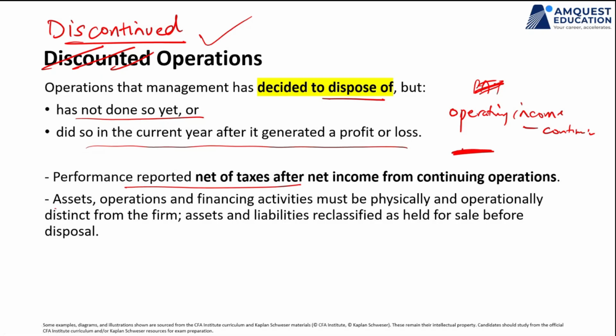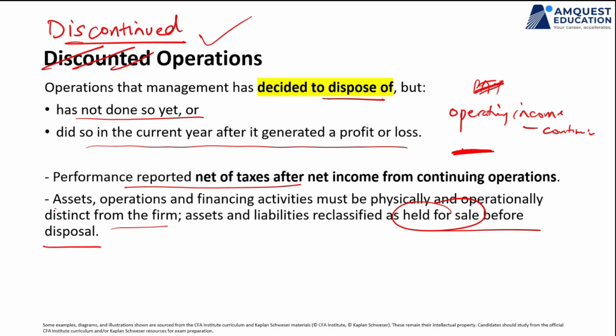Any assets, operations, and financing activities must be physically and operationally distinct from the firm. Assets and liabilities should be reclassified as held for sale before disposal. Before you sell them, they should be classified as held for sale because you're trying to sell them.